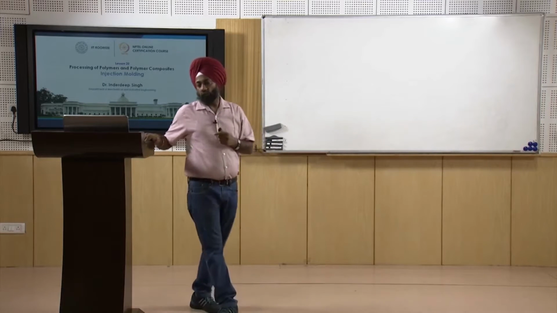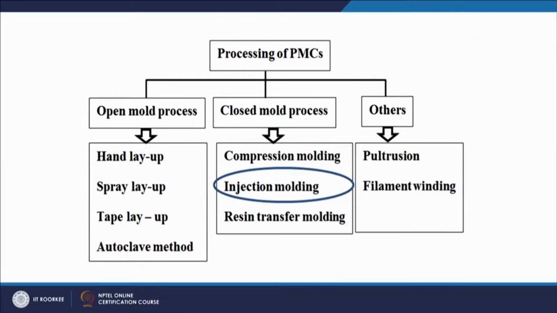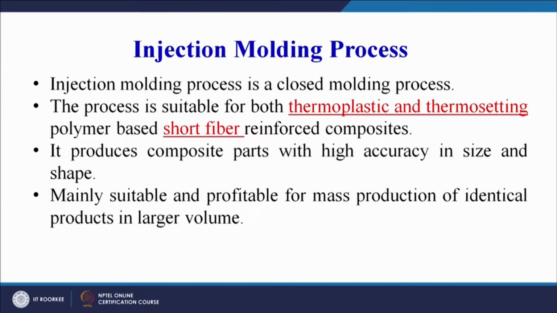Now let us first go through the discussion and the PPT. This slide is common to all our presentations on polymer composites. You can see the open mold processes, two we have already covered, hand layup and spray layup, and injection molding is going to be covered today, and in the last session we covered the compression molding process. Now injection molding, let us try to understand it step by step. Injection molding is a closed molding process already.